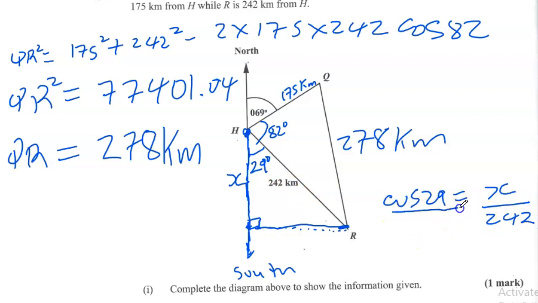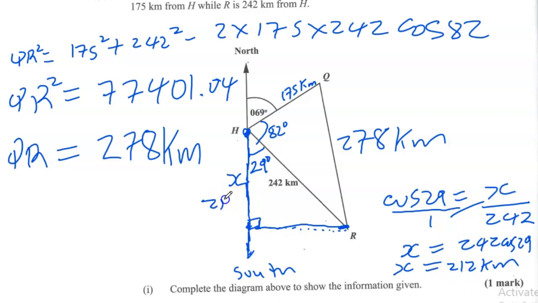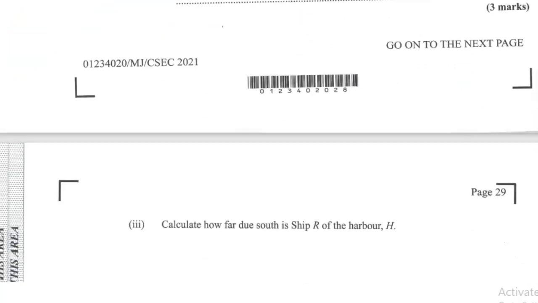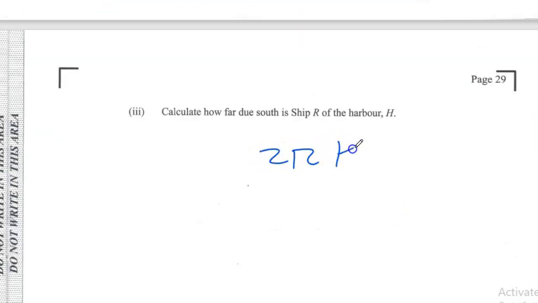So if I multiply both sides by 242, or if I cross multiply, then X would be equal to 242 times the cosine of 29, and that will give us 242 times the cosine of 29. We end up with 211 or 212 to the nearest kilometer, so 212 kilometers. So this distance is 212 kilometers. So the answer to our question would be 212 kilometers.